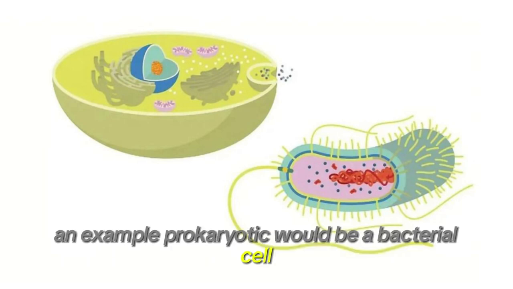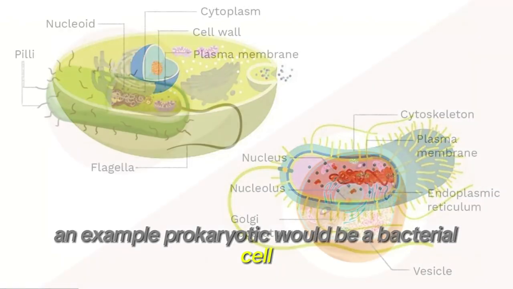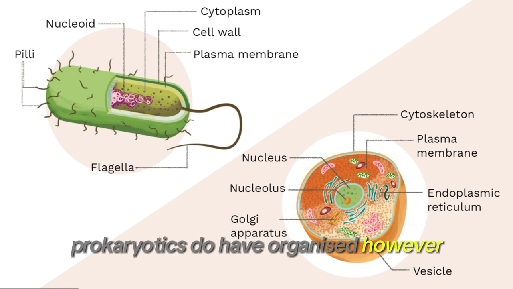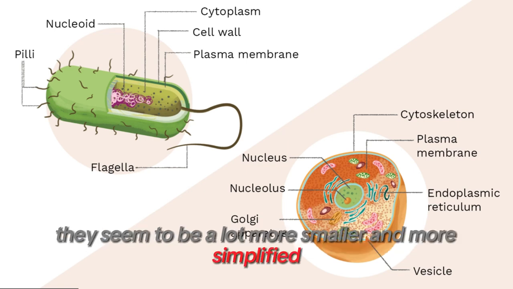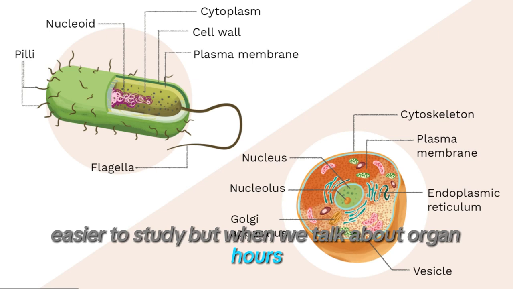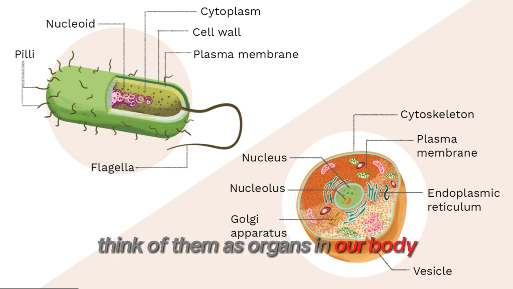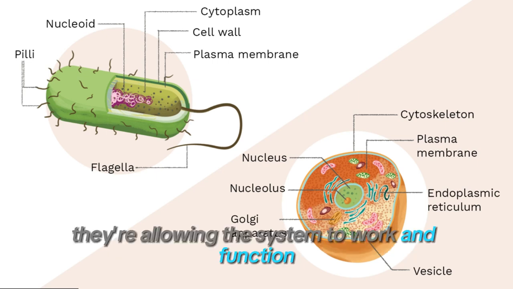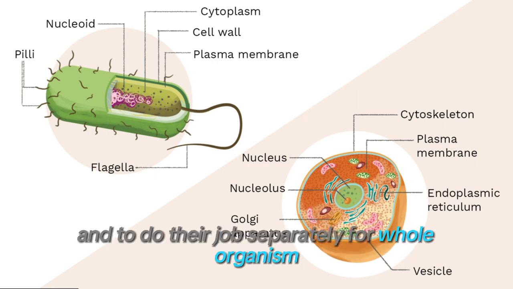An example of prokaryotic would be a bacterial cell. Prokaryotics do have organelles, however they seem to be a lot smaller and more simplified, easier to study. But when we talk about organelles, think of them as organs in our body. They're allowing the system to work and function and to do their job separately for the whole organism.